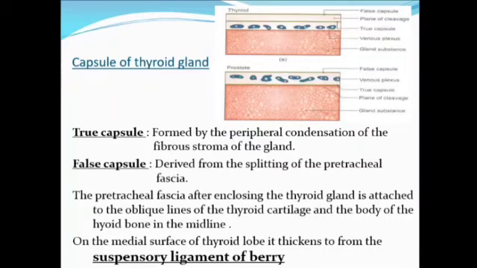Now the false capsule is derived from the splitting of the pretracheal fascia. The pretracheal fascia, after enclosing the thyroid gland, is attached to the oblique lines of the thyroid cartilage and the body of the hyoid bone in the midline. On the medial surface of the thyroid lobe, it thickens to form the suspensory ligament of Berry.